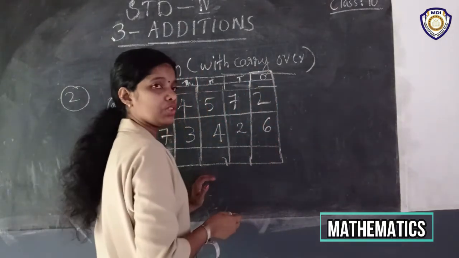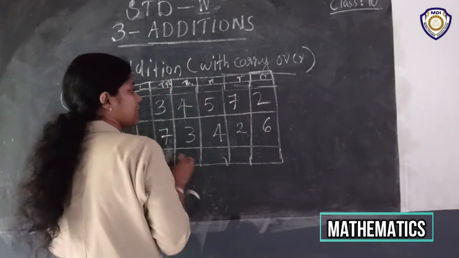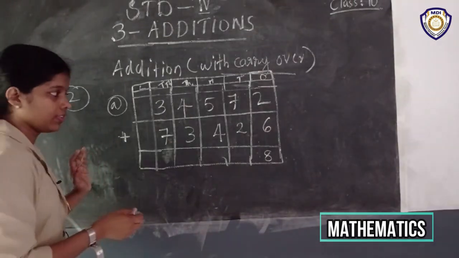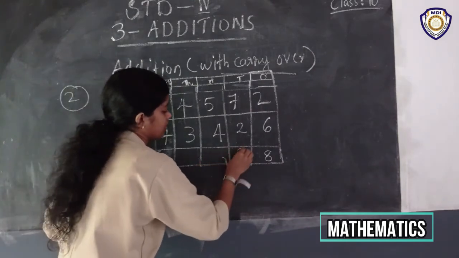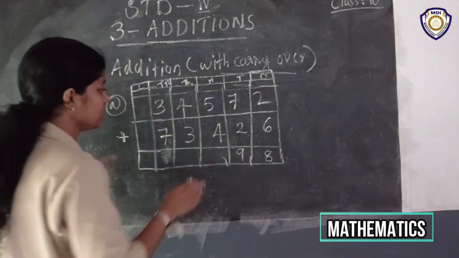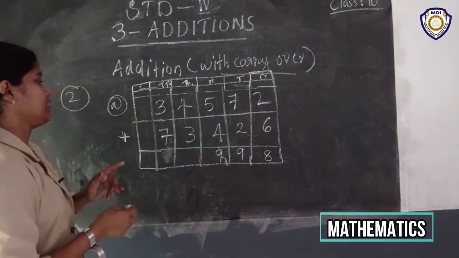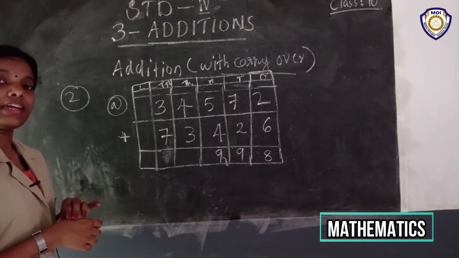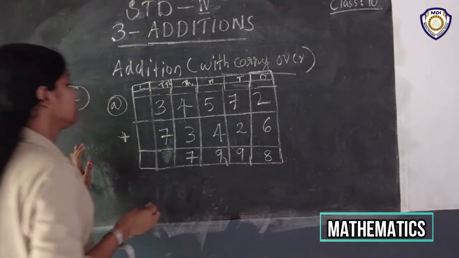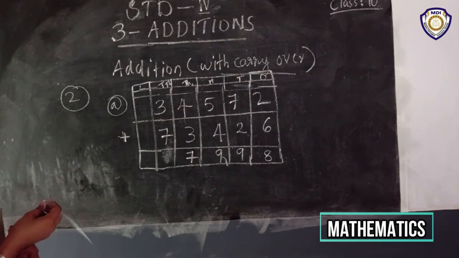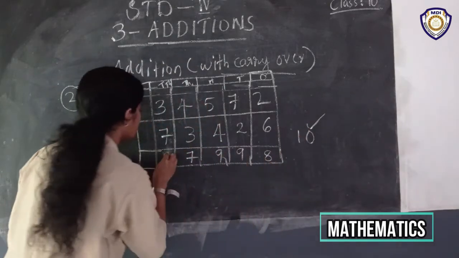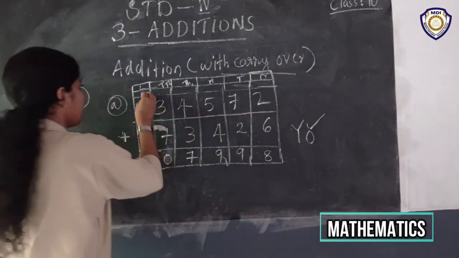2 plus 6, 8 is the answer. Then 7 plus 2, 9. Then 5 plus 4, again 9. Then 4 plus 3, 7. 7 plus 3, answer is 10. Right, 0 is here. Then 1 is carried to the lakh place.